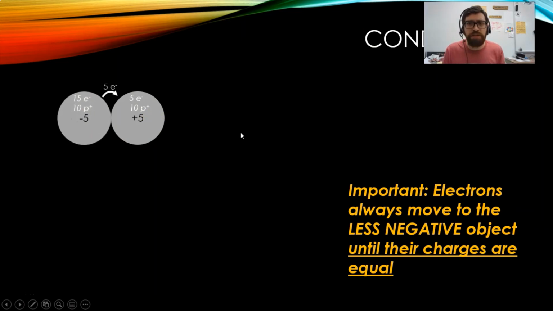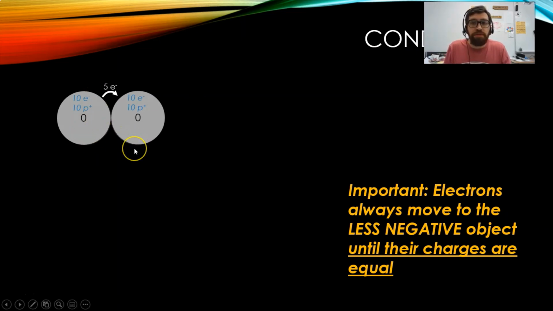And if we touch the two together, 5 electrons will flow from the one on the left to the one on the right. The one on the left loses 5 electrons, which makes it end up with 10 electrons and 10 protons, and its final charge is 0. But the one on the right has now gained 5 electrons. 5 plus 5 is 10. It ends up with 10 electrons and 10 protons.